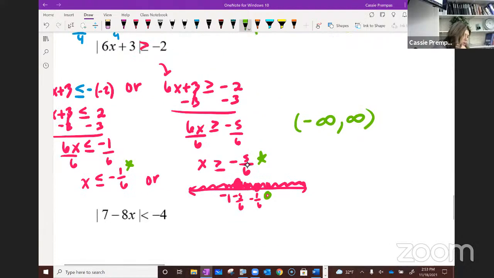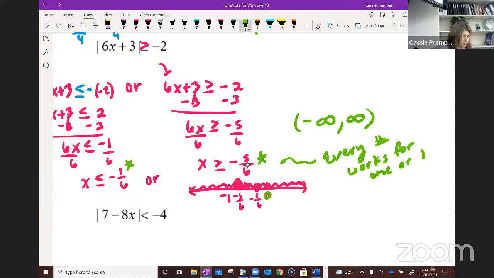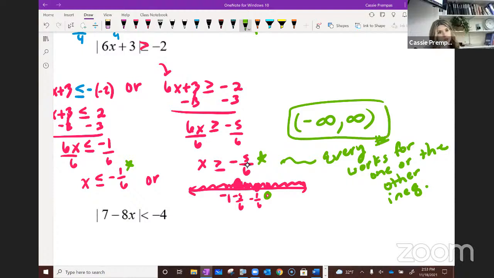And if you're looking at it algebraically, every number works for one or the other inequality. Why is it so? Because every number works for one or the other. So I have to shade the entire thing because everything less than or equal to -1/6 is this way. And everything greater than or equal to -5/6 is this way. Okay. And it's not an and. If it was an and, it would be different.